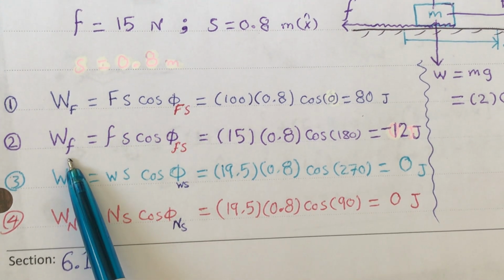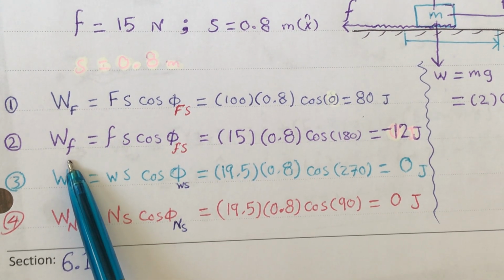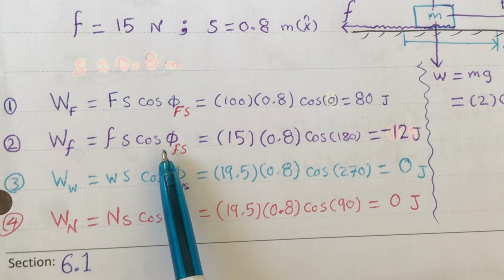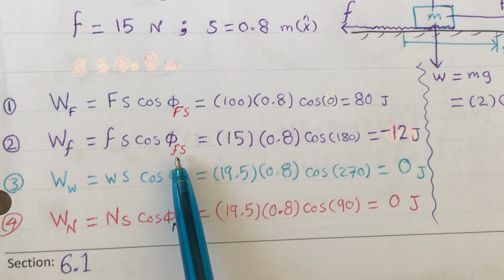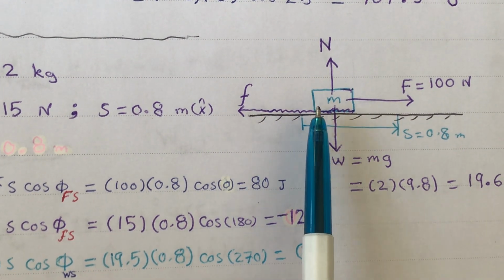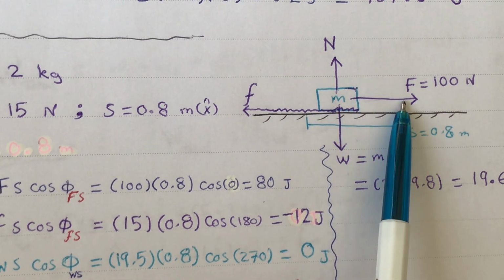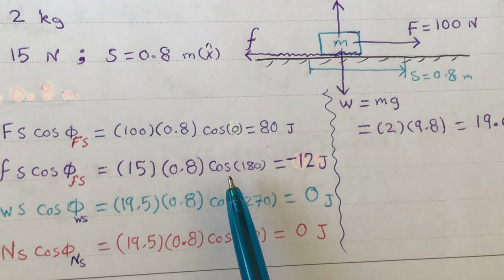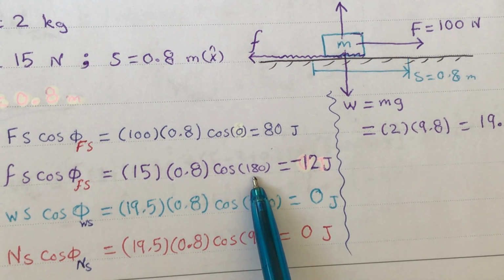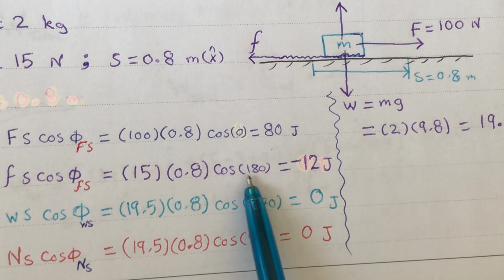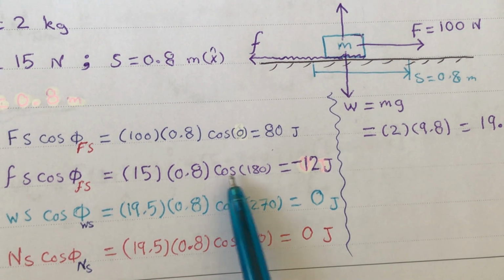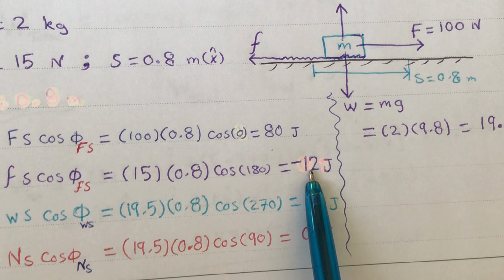What is the work for the friction force? Friction force multiplied by the displacement multiplied by cosine phi between the friction force and the displacement. The friction force is in the negative x direction and the displacement in the positive x direction. Then phi between them is 180, which is pi. Cosine for this angle is negative 1. We have 15 multiplied by 0.8 multiplied by minus 1. This will be equal to negative 12 joules.